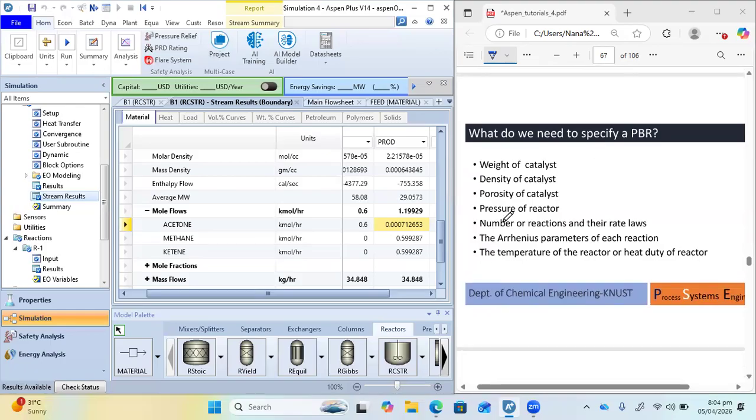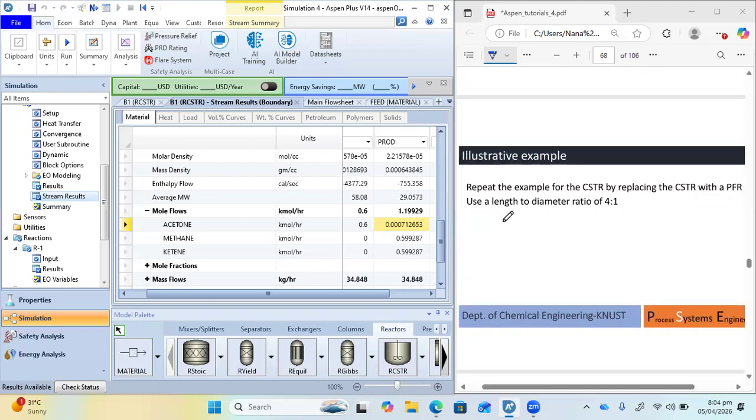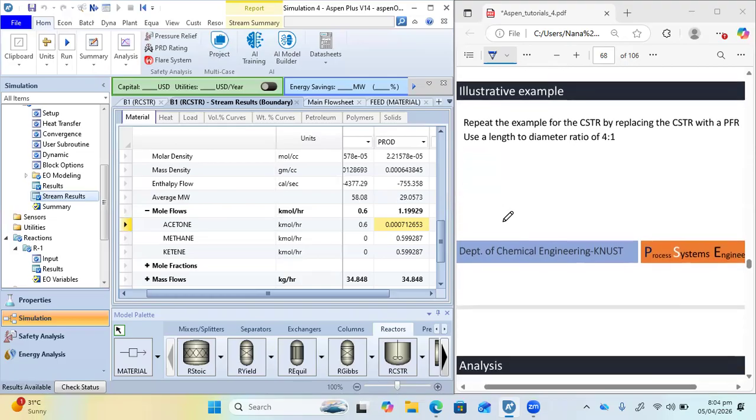If it's a packed bed reactor, you need the catalyst weight, the density, porosity, the pressure, and all these other things as well. So we want to do the same example, but this time we want to use a PFR instead of a CSTR, and they've given us a length to diameter ratio of 4:1. So the length to the diameter would be 4/1.